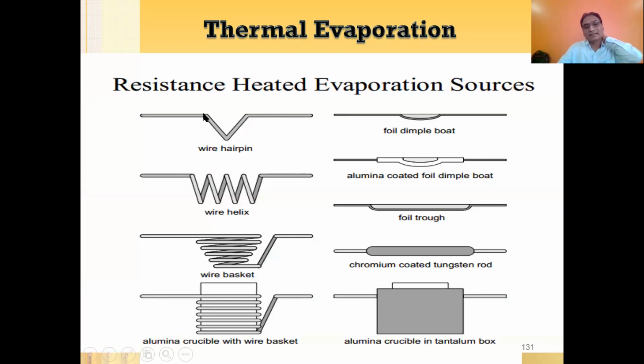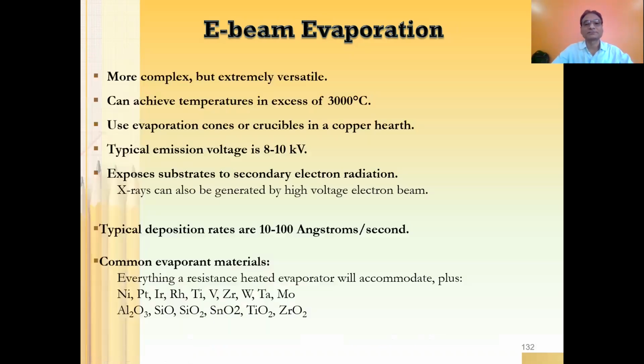And these are the resistance heated evaporation sources: wire hairpin, foil, dimple boat, wire helix, wire basket. These are the different resistance heated evaporation sources, because we need evaporation sources, right? So these are the probable evaporation sources which are being used in thermal evaporation.